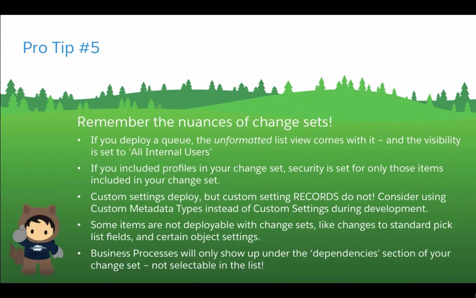Some items just aren't deployable with change sets, like changes to standard pick list fields. So if you've changed your case type field or you've changed your case priority field, you can't deploy that. You have to reconfigure that manually in production. And business processes. So those are service or support processes and sales processes. So your status fields for cases and opportunities, those will only show up under the dependencies section of your change set. You actually can't find that as selectable, but that will prevent your change set from deploying if the values in your support process in production don't match the support process values in your sandbox.